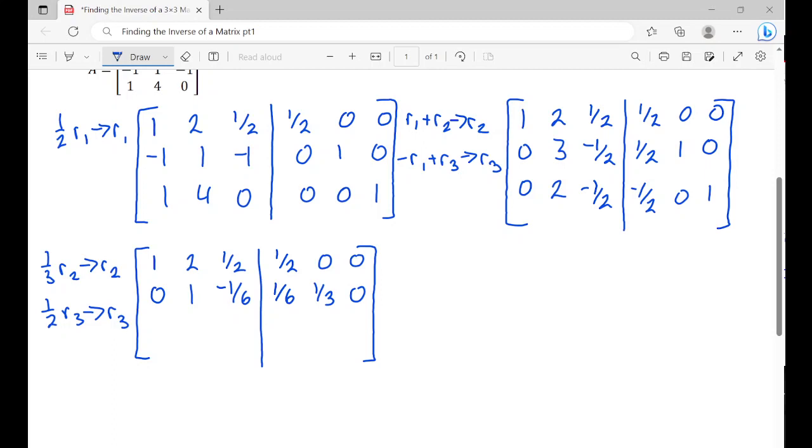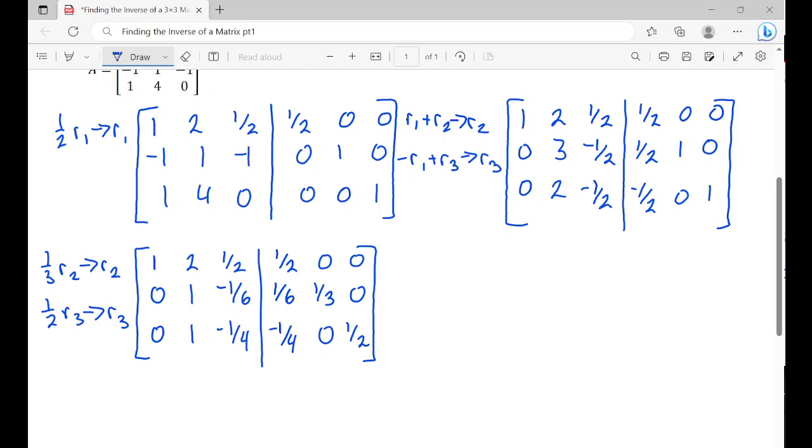And now on to row 3. 1/2 times 0 is 0. 1/2 times 2 is 1. 1/2 times negative a half is a negative fourth. 1/2 times negative a half is negative a fourth. 1/2 times 0 is 0. And 1/2 times 1 is a half.